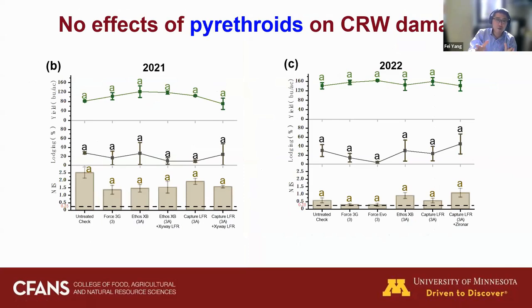And then we focused on different pyrethroids. We tested these in 2021 and 2022. In 2021, compared to the untreated check, all these group 3 insecticides didn't significantly reduce the damage for node injury, lodging, or increase the yield compared to the untreated check. And similarly, in 2020, compared to the untreated check, all these group 3A Capture insecticides didn't significantly reduce the node injury scale or percent of lodging. So these data suggest pyrethroids are not very effective for management of corn rootworm.